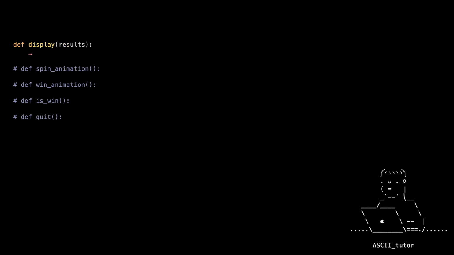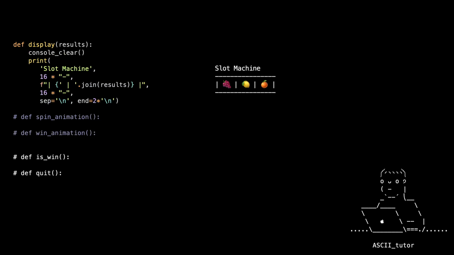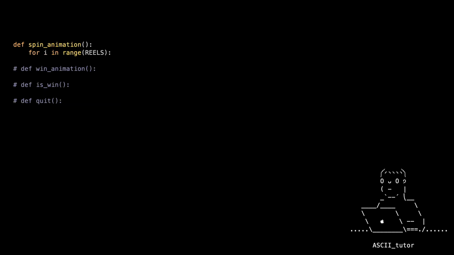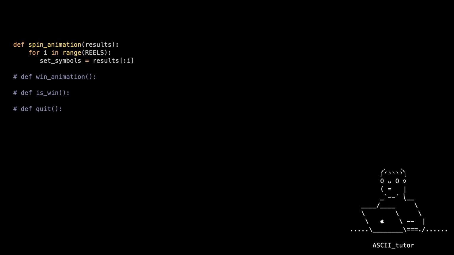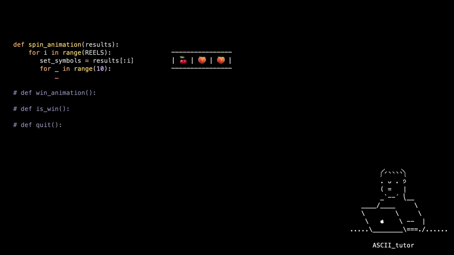The display function will take the results from the spin_slot_machine function. Clears the console. And will print the symbols neatly formatted, separated with lines. Next is the spin animation. We'll trigger our predatory instincts. Anything that moves is interesting. We take the 3 symbols and make them appear one by one after spinning.